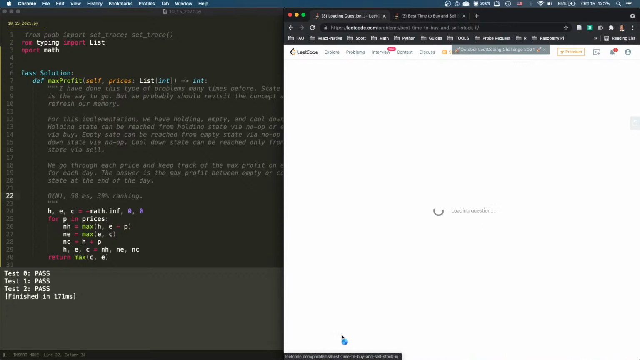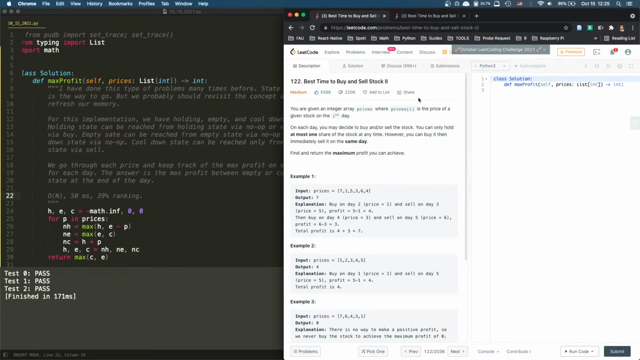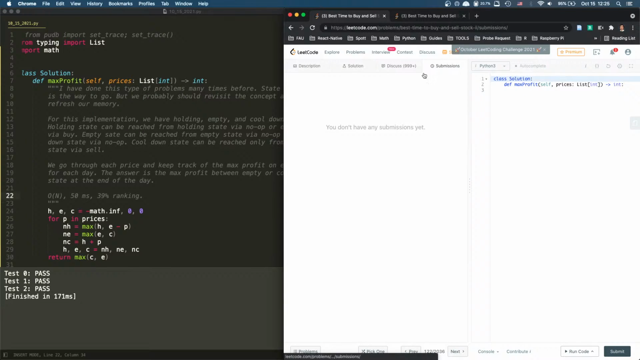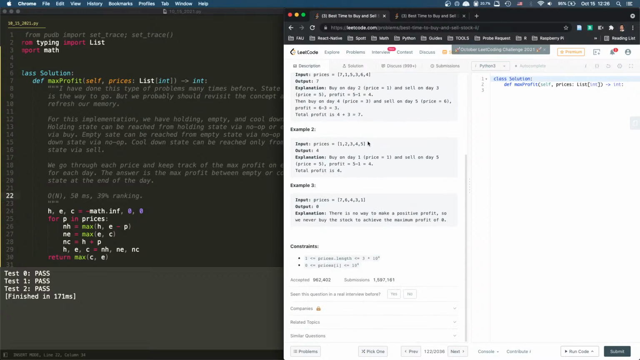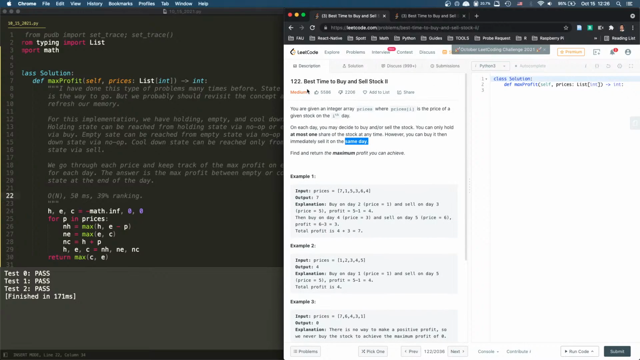Best time to sell. Take a look at this. I think I've done this one too. Oh, I've not done this one. What is this? You can only hold at most one share of the stock at any time. However, you can buy it, then immediately sell it on the same day. Ooh, that's different.